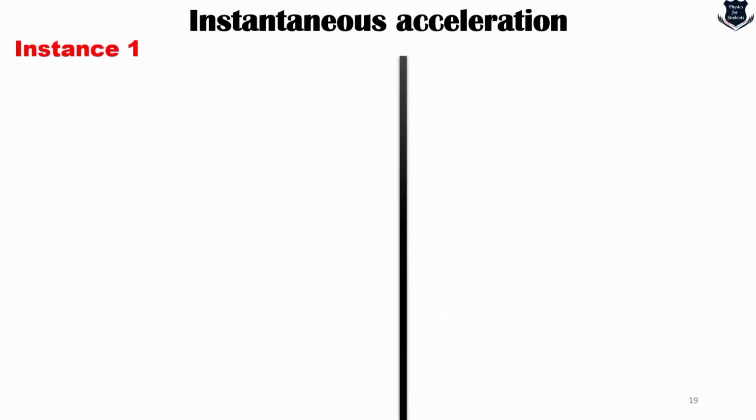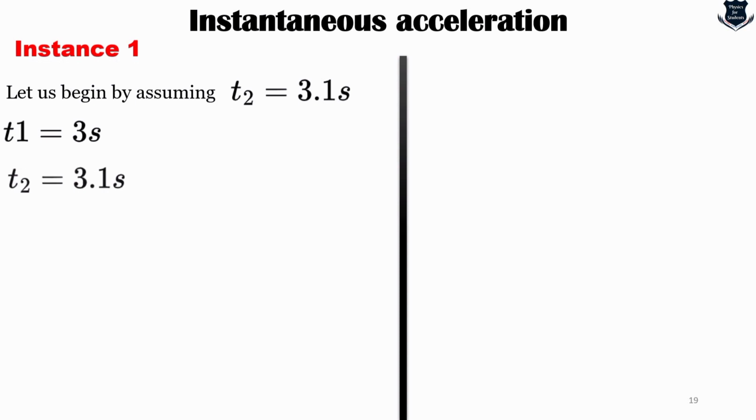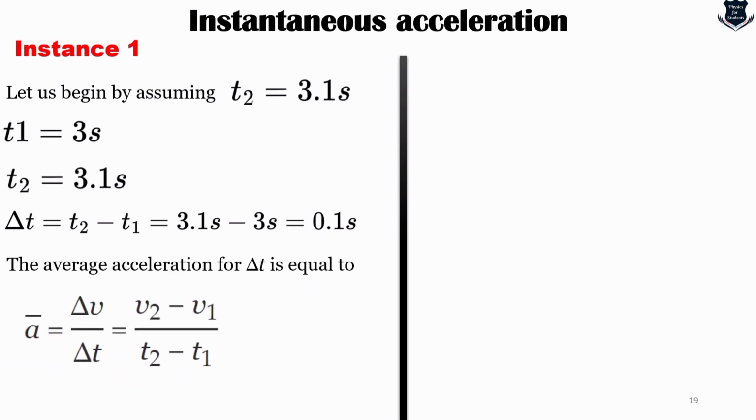Okay, so this is the first instance we have to do. Let us say that we want to find the acceleration of the particle at t equal to 3 seconds. So what we do right now is that we take t1 equal to 3 seconds. Here we take t1 and here we take t2, and we find the delta t by subtracting one from the other, and we can calculate the average acceleration using this formula, right?